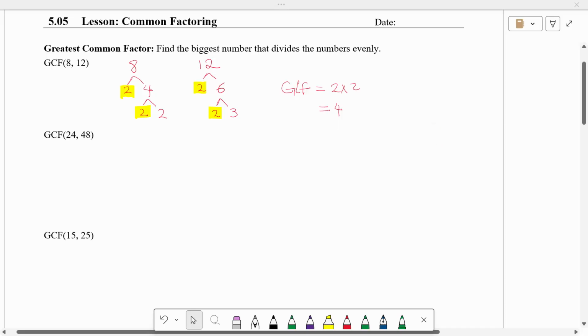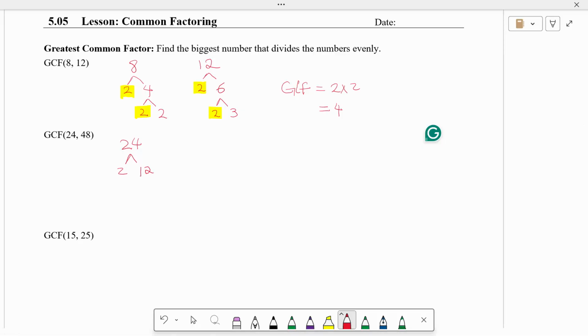All right, so let's try to break down 24 into its prime factors. So 24 would be what? 2 times 12. And 12 is what? 2 times 6. And what's 6? 2 times 3. So to make 24, we have to multiply what? 2 times 2 times 2 times 3.